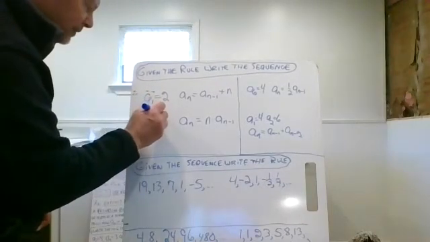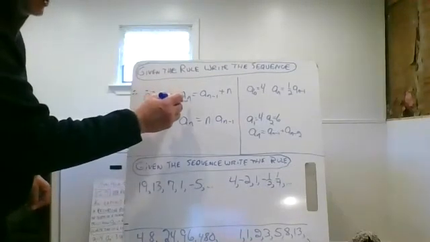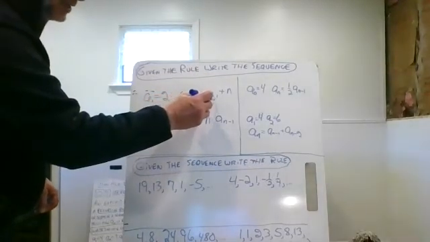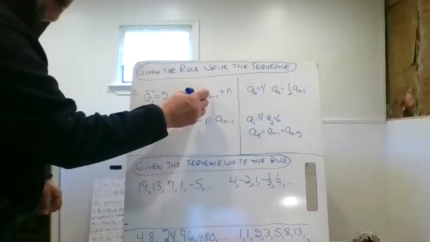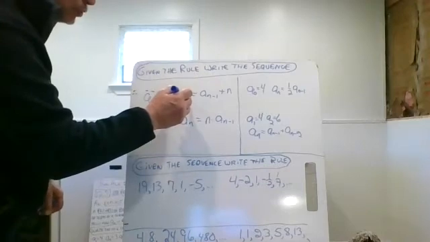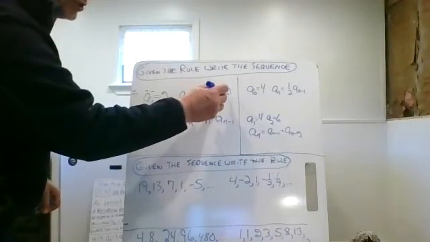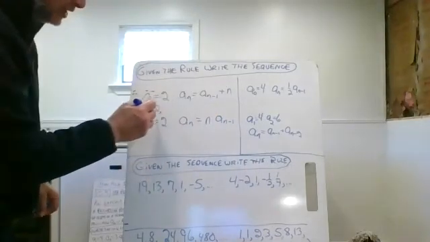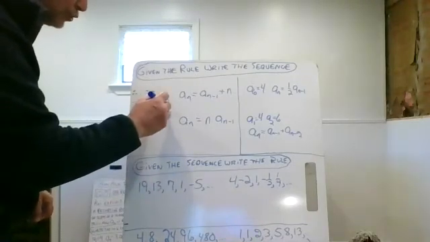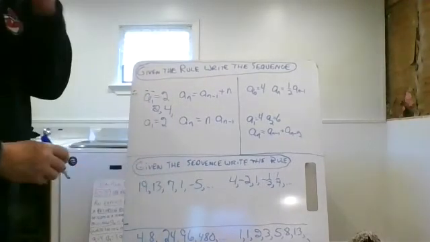2, right? Now, what's the second term? Well, that would be a sub 2, which is a sub what? A sub 1 plus what? 2. We let n equal 2 here. So it's a sub 1 plus 2. And what is a sub 1? So a sub 1 plus 2 is what? 4. That's the next term.